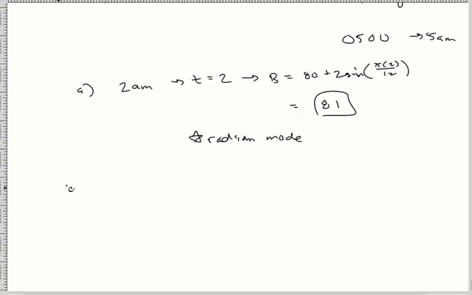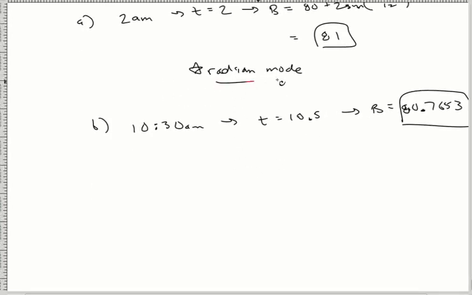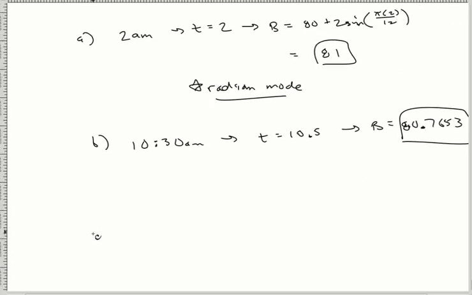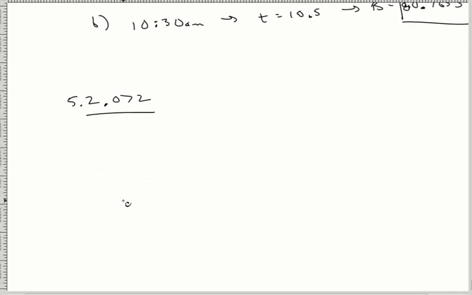Okay, so part B, we got 10:30 a.m. And so that would be t equals 10.5. Plug it in just like what we did last time. I got 80.7653. Awesome. Again, you're just using a calculator here. Super easy to do. Make sure it's in radian mode. If you're getting answers different than this, then you're in degree mode, and you have to change it to radian mode. We can change it back to degree mode later. It's just something that you flip-flop all the time.